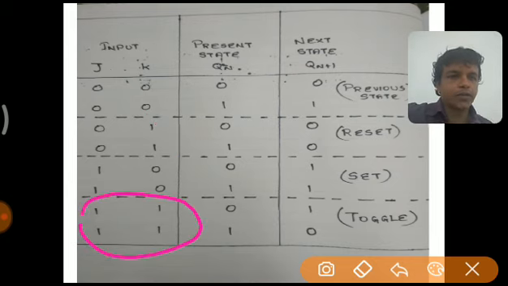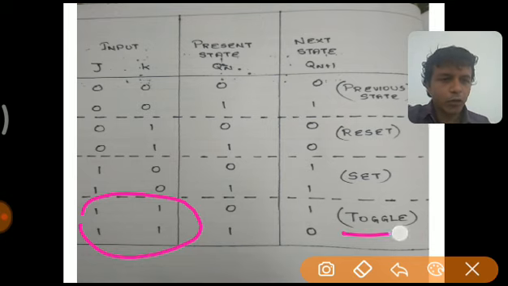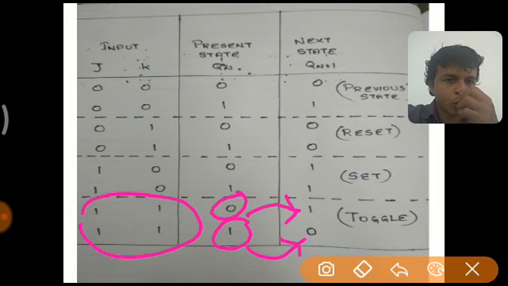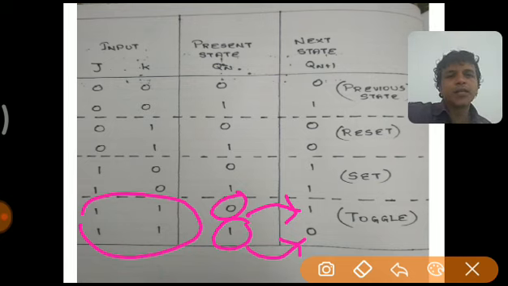When both the switches are pressed, when J and K are both 1, both set and reset are pressed, it toggles. Toggles means it gives a complement of the previous state. When the previous state was 0, it produces 1. When the previous state was 1, it produces 0 as the output. It complements, it toggles its value when we press both the switches. So in this manner, the disadvantage of SR flip-flop is overcome in JK flip-flop.